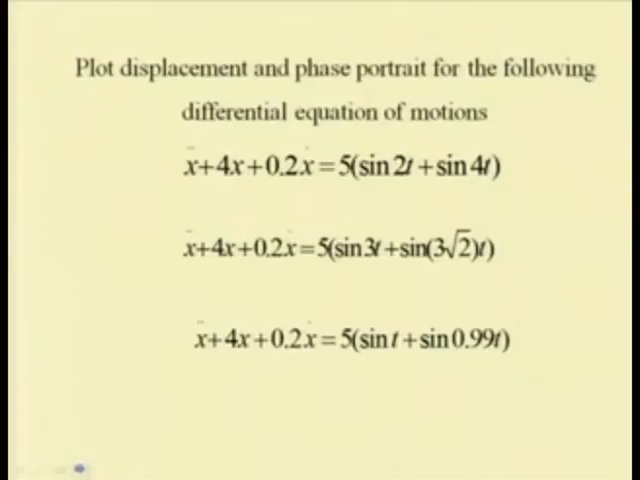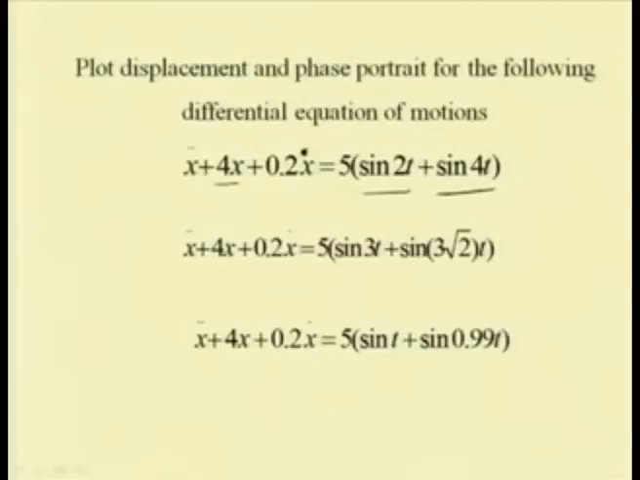Okay. So, let us see 3 more examples. In this case, instead of taking a single forcing function, one takes 2 forcing functions. So, this is a 2 frequency excitation case. Here one can note x double dot plus 4 x plus 0.2 x dot, where this 4 is the omega n square. So, omega n equal to 2. So, the natural frequency of the system equals 2, and in this case it is subjected to an excitation with frequencies 2 and 4 and with amplitude 5.